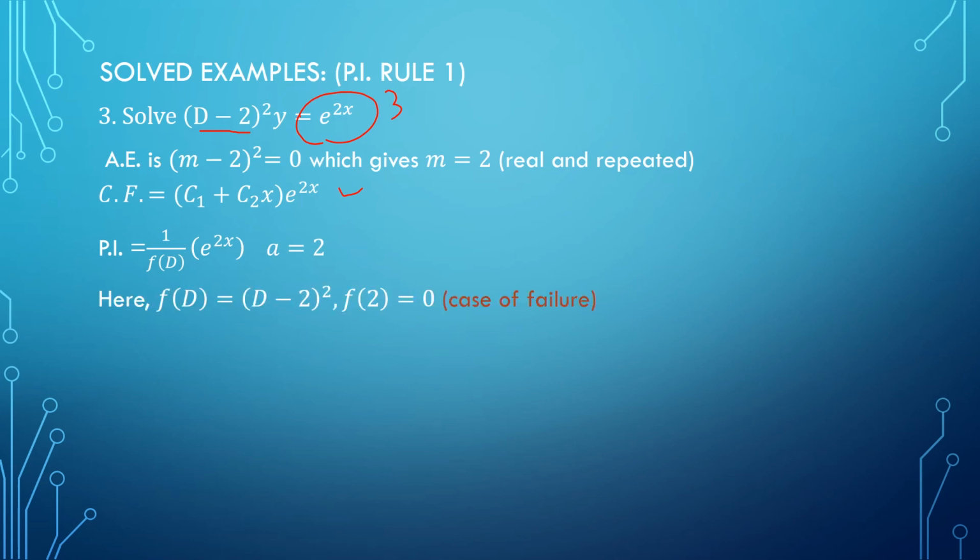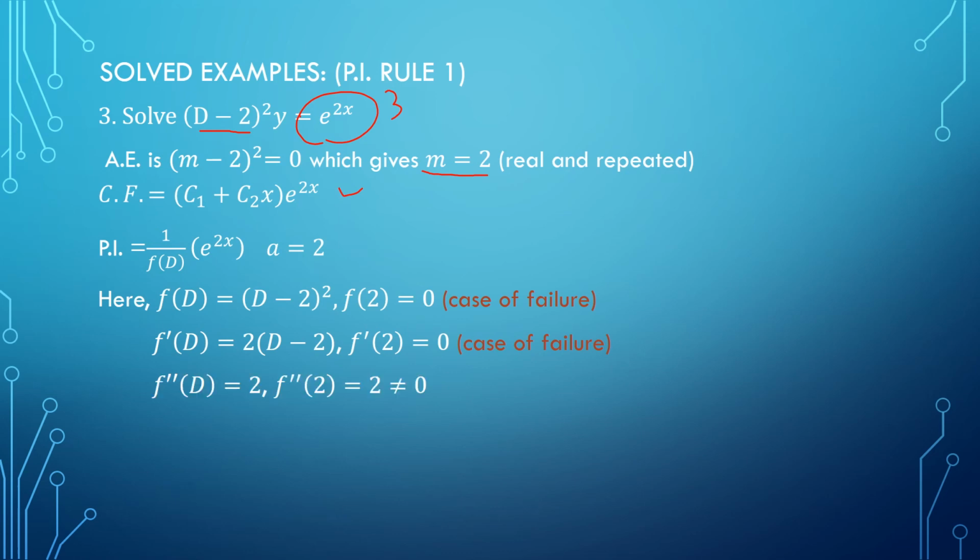Look here, f(D), f of 2 is 0, a case of failure we are getting. F dash D, again we are getting a case of failure. Why is this true? Because m equal to 2 is already repeated twice in my complementary function. F double dash D has to be non-zero and then I'll work with f double dash D, f double dash at 2, that is true. So my particular integral becomes x square by 2 e to the power 2x.